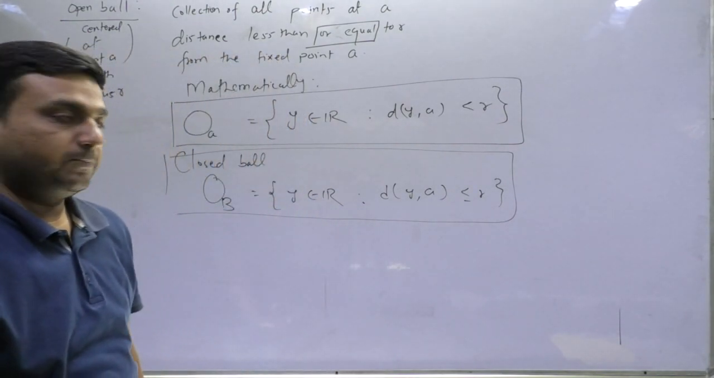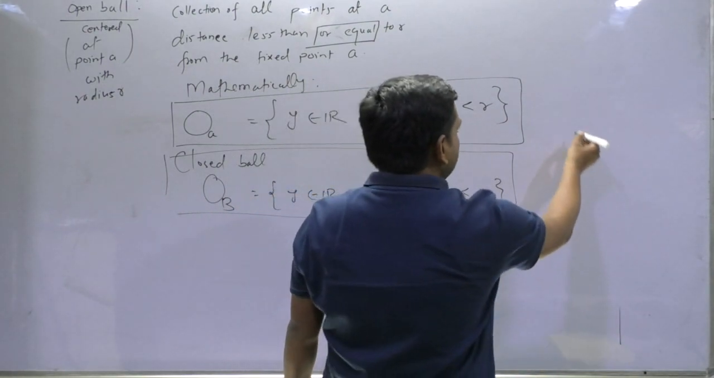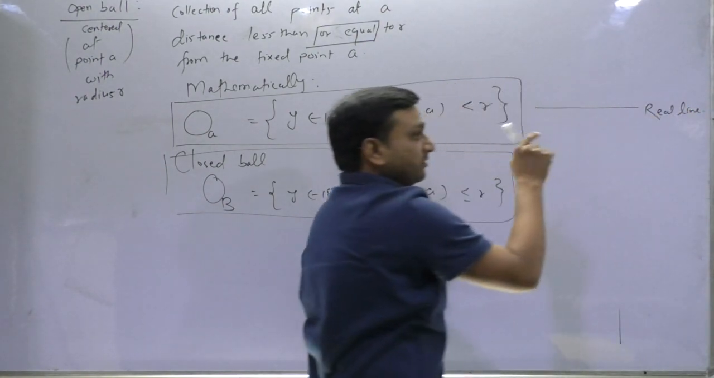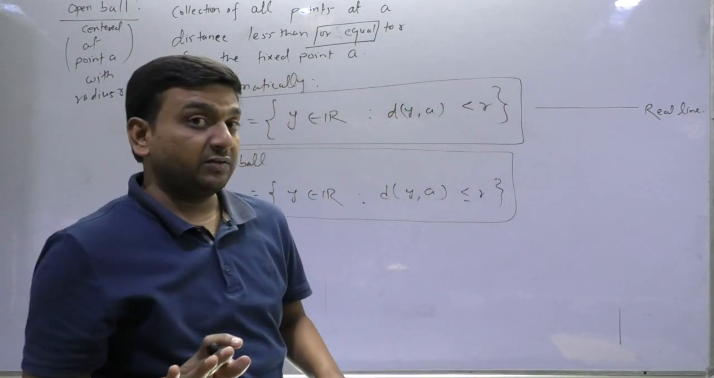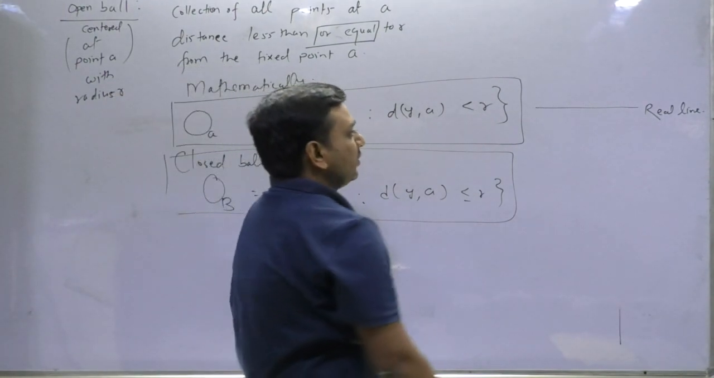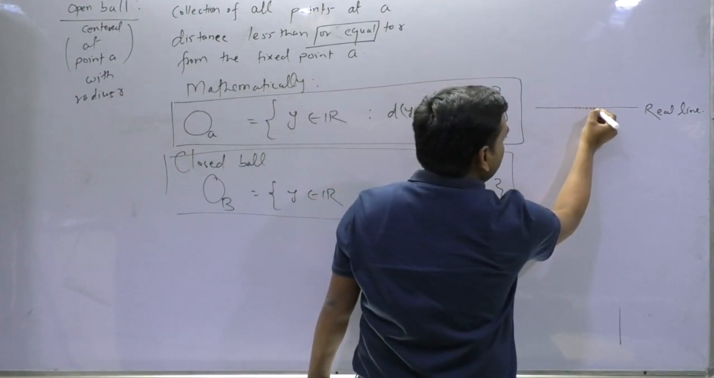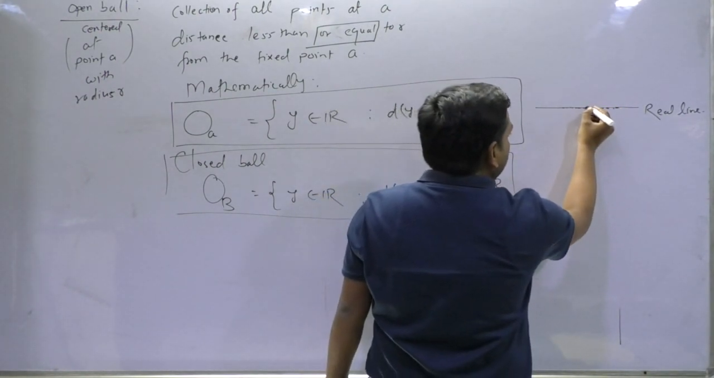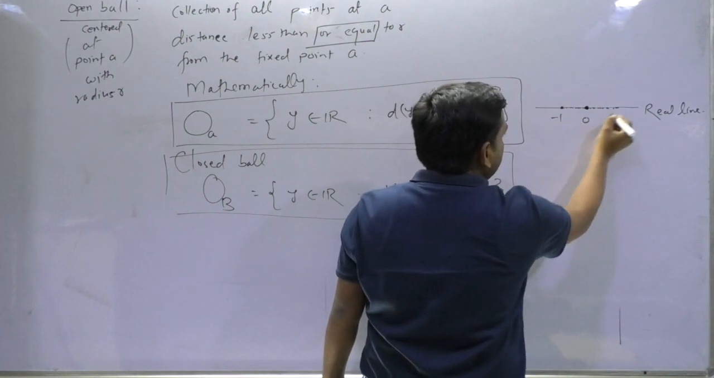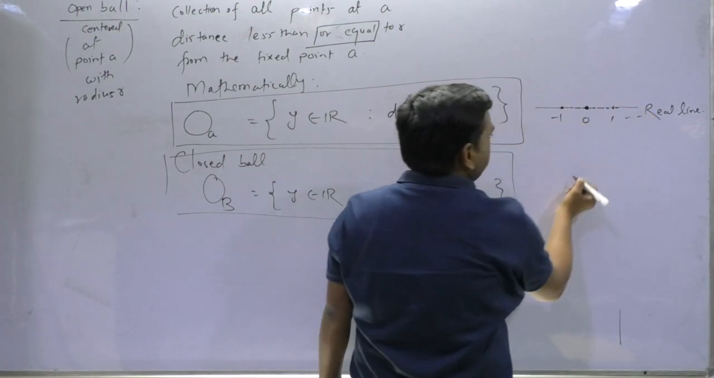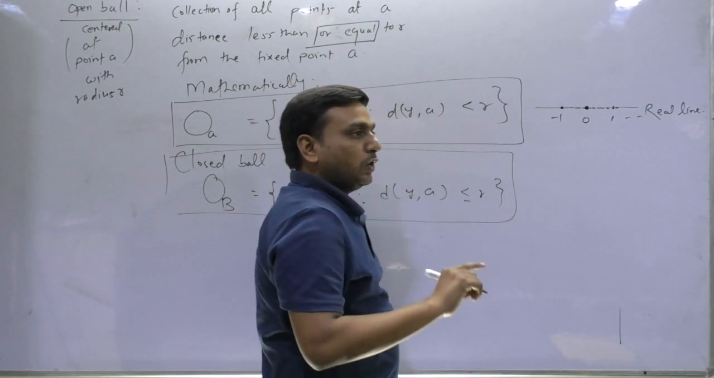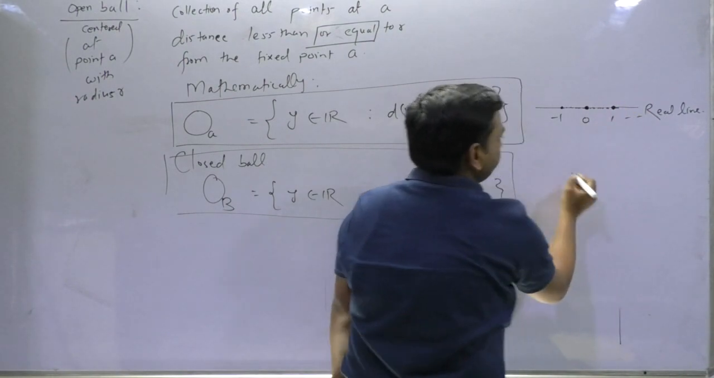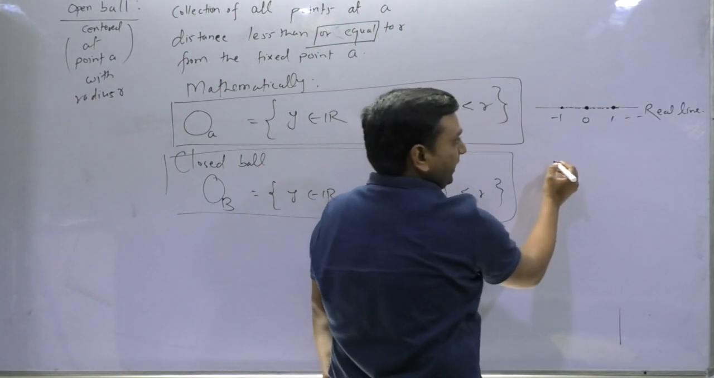The concept of ball is okay. If you want to visualize this, suppose that over the real line, please focus on this, because once you have understood this, everything is going to be smooth. So over the real line, what is there? These are the real numbers represented on the real line. Suppose that this is the point 0, this is minus 1, this is 1, and so on. I want an open ball centered at 1. Please focus here. So centered at 1.